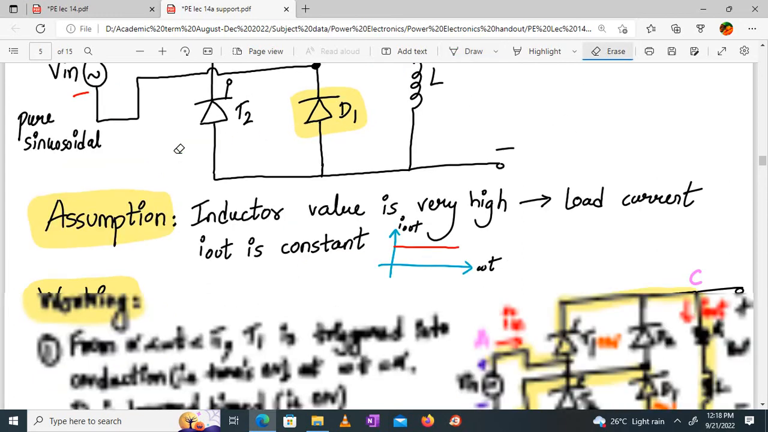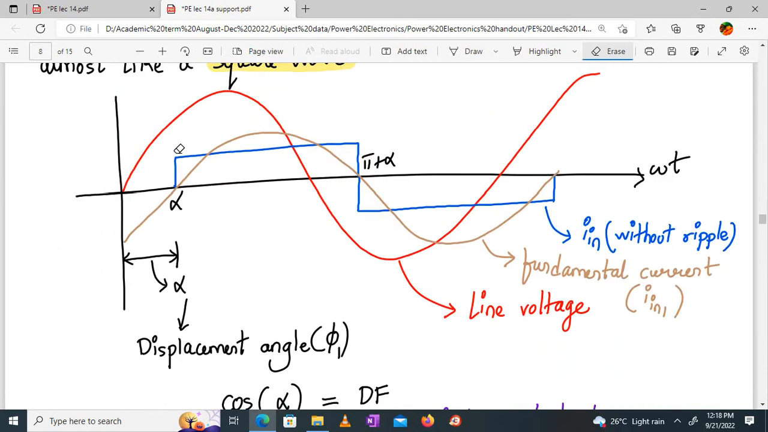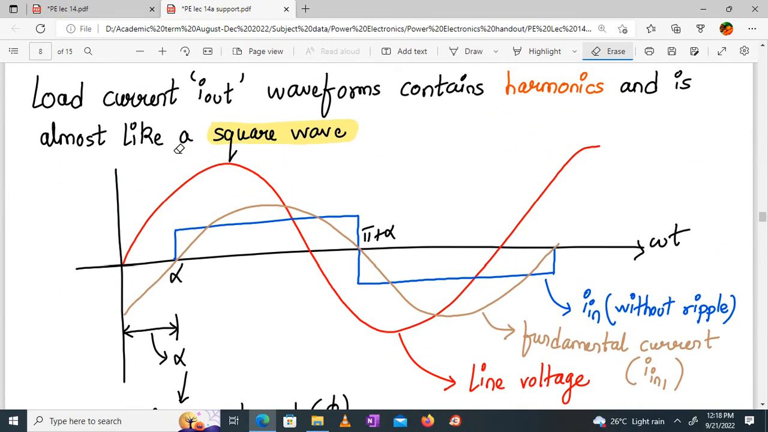Are you understanding the meaning of this? So draw this somewhere. This is important. Load current contains harmonics. It's almost like a square wave.